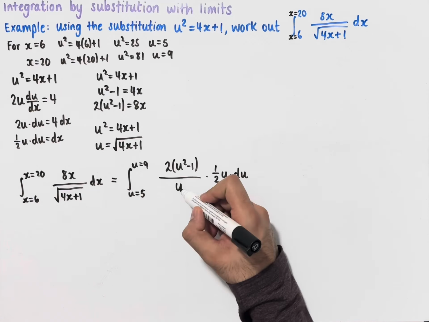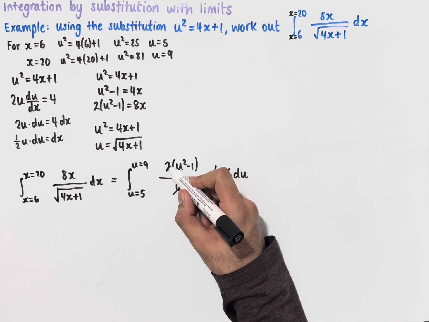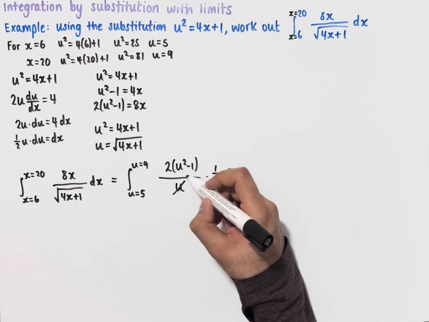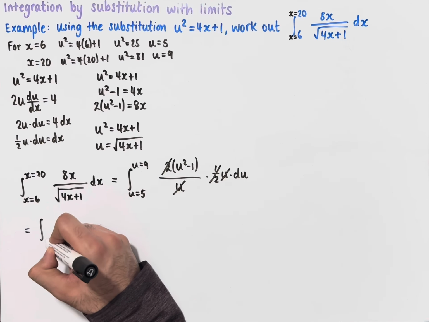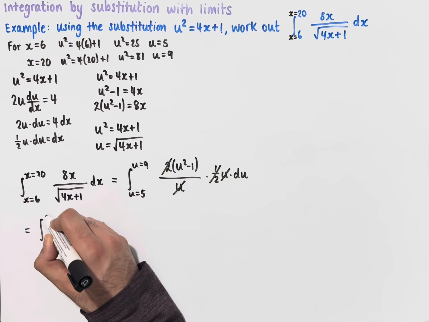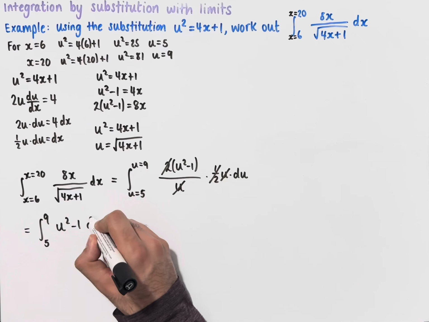So at this stage, we're dividing by u and multiplying by u, so we can cancel this. We're also multiplying by 2 and multiplying by a half, which cancel. And so we're now left with the integral from u equals 5 to u equals 9 of u squared minus 1 integrating with respect to u.